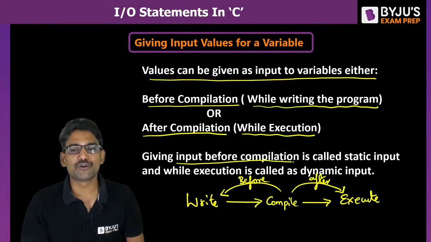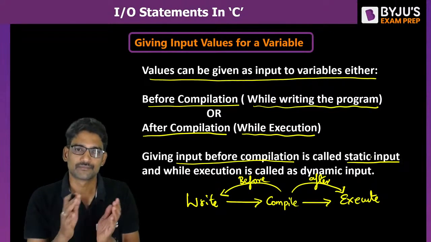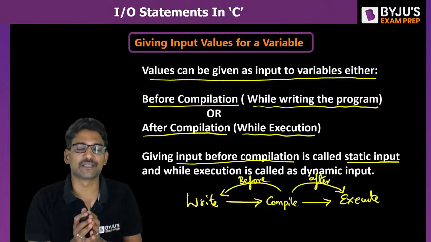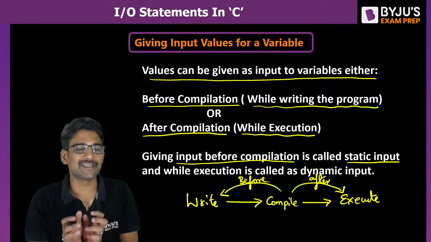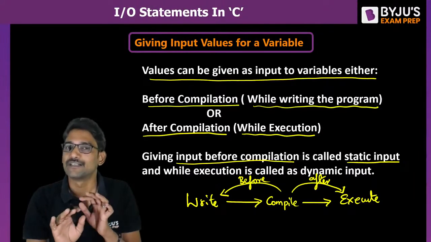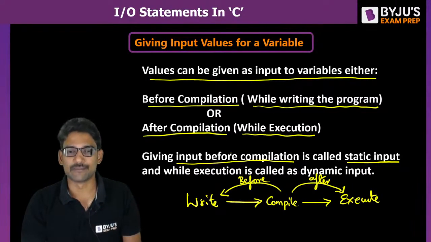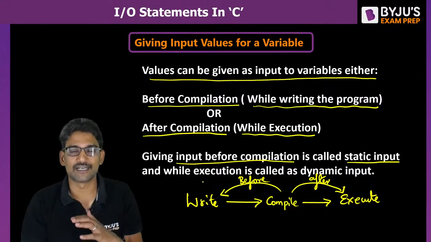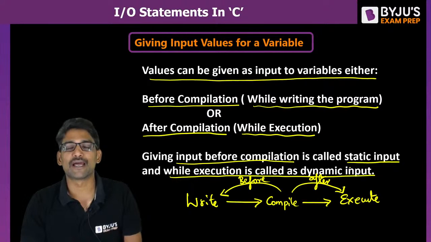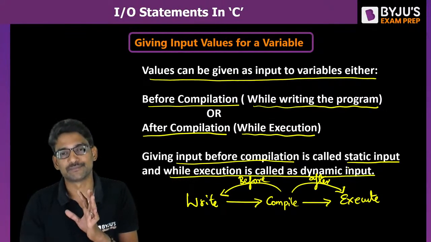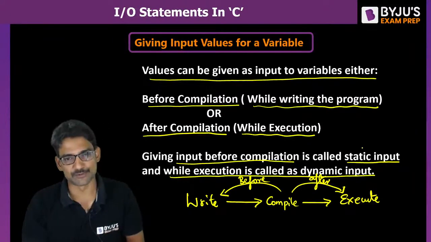Giving input before compilation is called static input. Before compilation means while writing the program, if you want to give the input, that input we call static input, because static means fixed. Once you give some value, that value only will be there for that variable unless you change it. And whatever input you give while execution, you call dynamic input, because every time you execute, you may give different values.